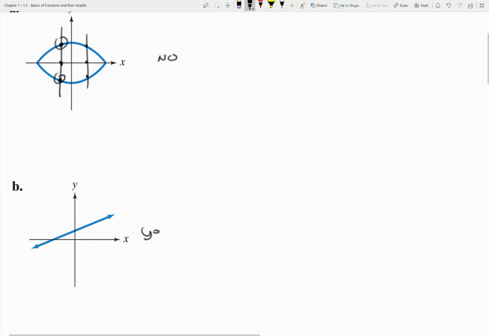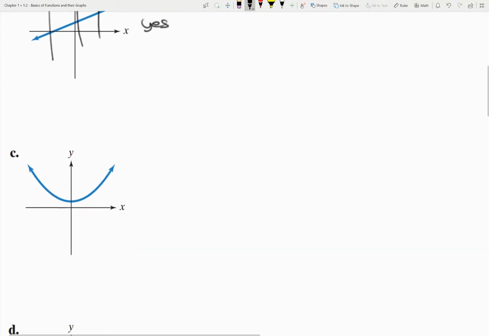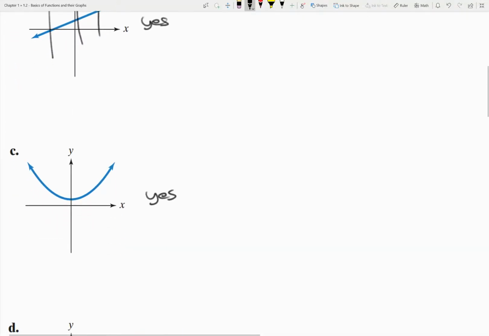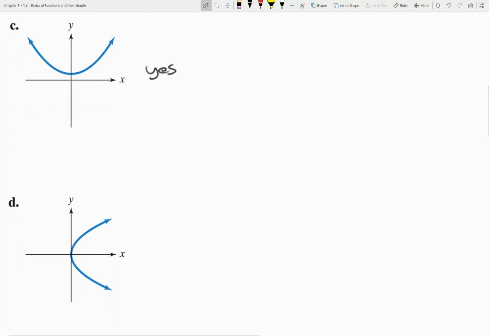B, that's a line. That passes the vertical line test because no matter where I draw a vertical line, it's never going to hit the graph more than once. C is a function, passes the vertical line test. D, not a function. It's a relation. It is an equation that I can figure out, but it is not a function.